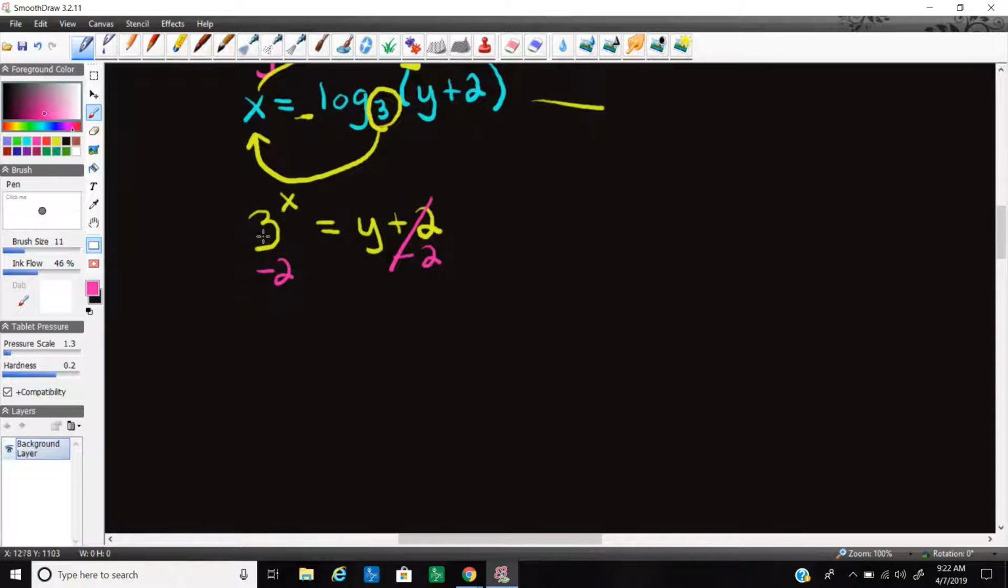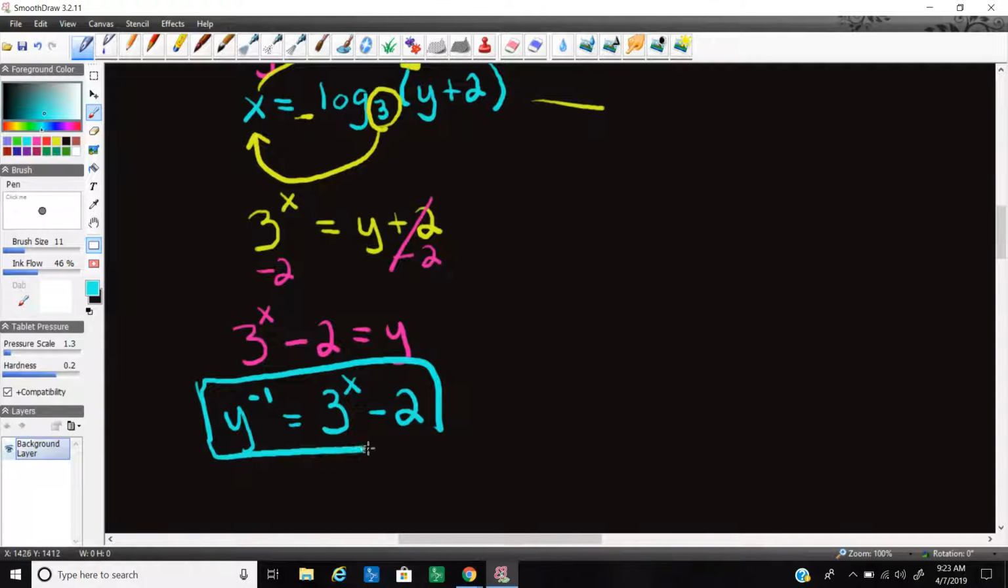Now, please keep in mind, you're not going to actually do 3 minus 2. 3 is already compromised with that little power up here, 3 to the x. So we're going to write it out like so. 3 to the power of x minus 2 is equal to y. And we're kind of done here. We just want to get that y rewritten with a different name. So we're going to call it again y inverse. So y to the power of -1, which means the inverse of y, is equal to 3 to the power of x minus 2.